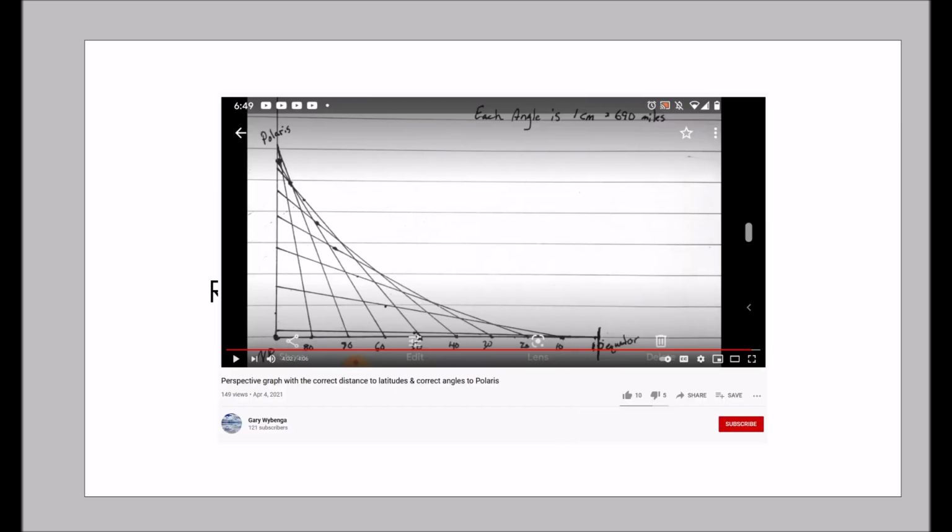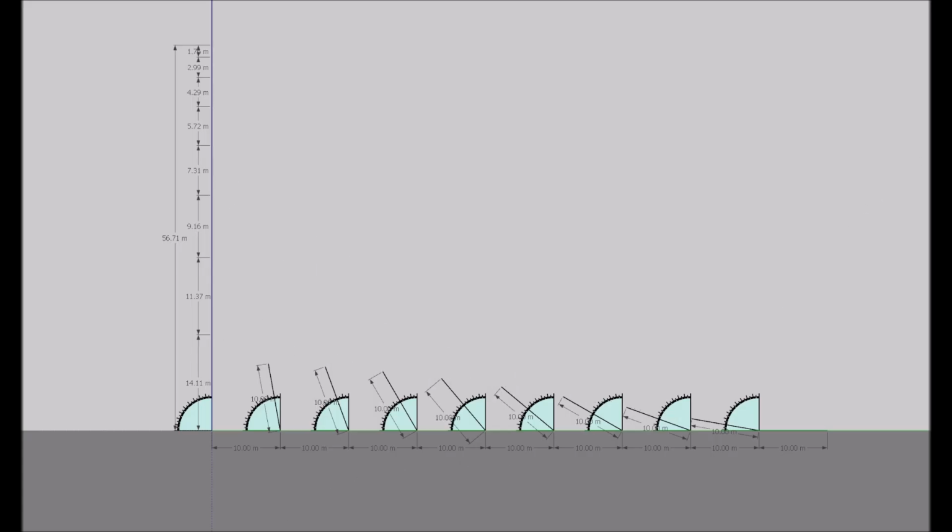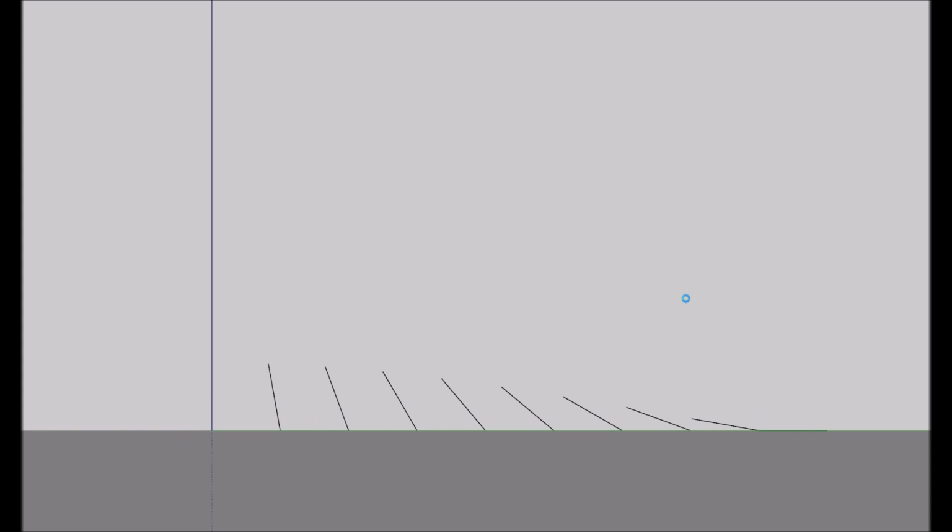This is a screenshot from Gary's video. We see that he has nicely and very carefully drawn out this little diagram that shows across the bottom 10-degree increments of latitude and the angle at which the view of Polaris changes. I'm starting this video response by essentially recreating his drawing.